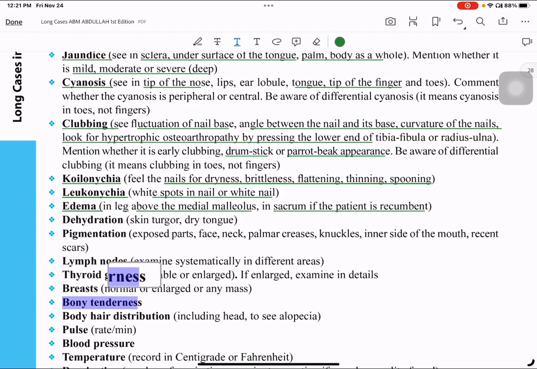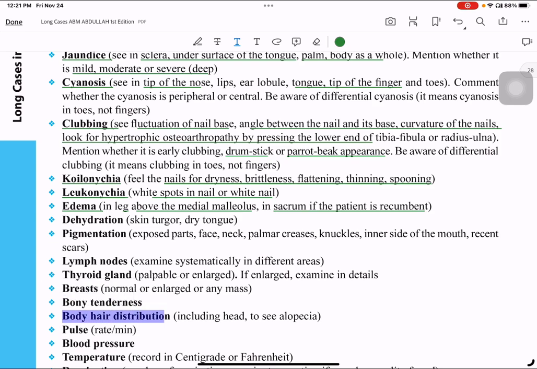Bony tenderness is very important for diagnosis of blood malignancy or hematological malignancy. For diagnosis of hematological malignancy, bony tenderness over the sternum may be a first diagnostic clue.